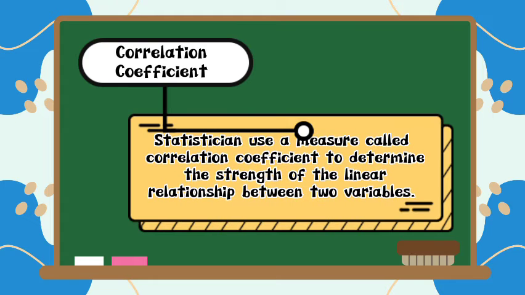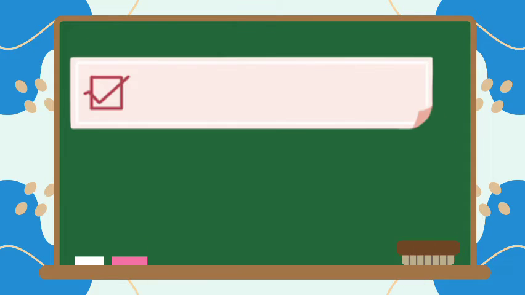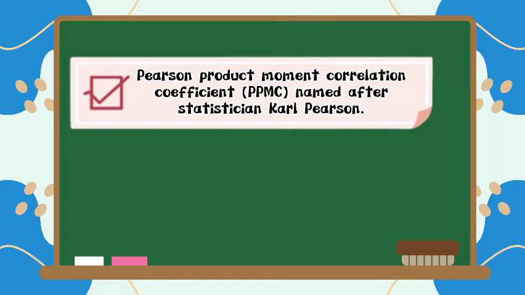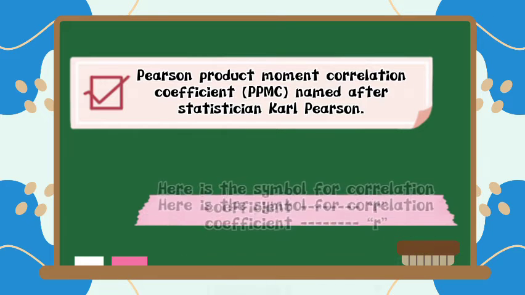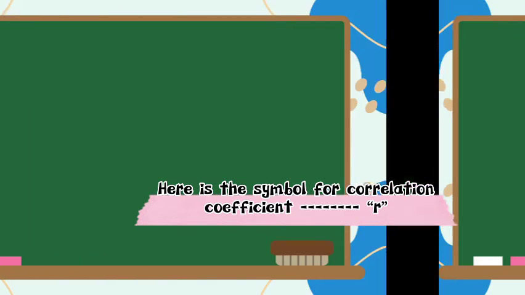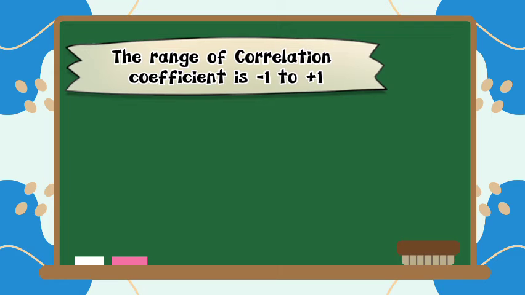Correlation coefficient. Statisticians use a measure called the correlation coefficient to determine the strength of the linear relationship between two variables. There are several types of correlation coefficients, but one is explained in this section, called the Pearson product moment correlation coefficient, or PPMC, named after statistician Karl Pearson. Here is the symbol for the correlation coefficient, the letter r. The range of the correlation coefficient is -1 to +1.